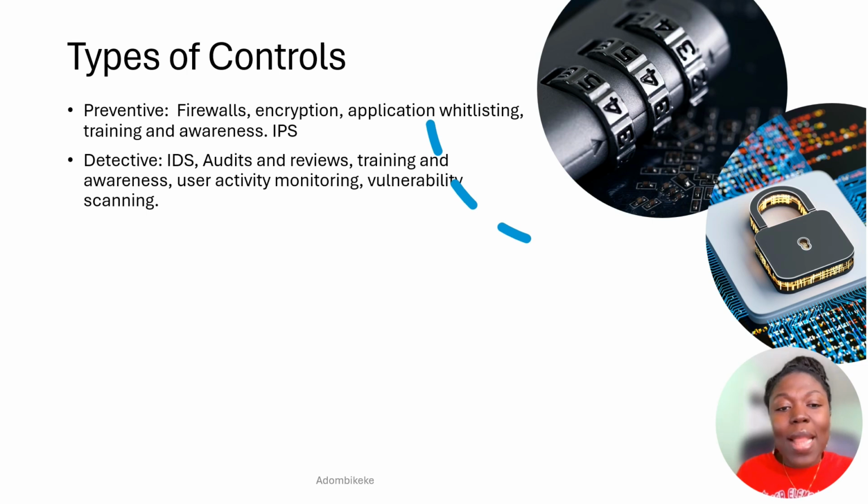Okay, so that's the detective type of controls. Examples are IDS, and these things are common sense sometimes, because IPS has preventive inside, which is intrusion prevention solution. IDS is intrusion detection solution, or software. And then audits and reviews. With audits, you're constantly reviewing everything that comes in.